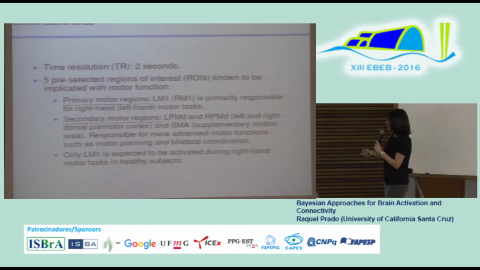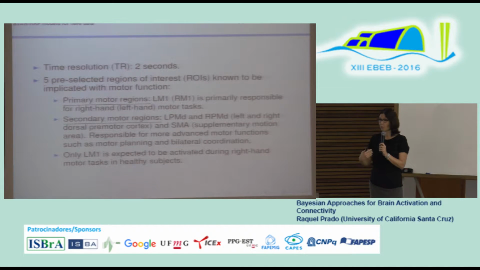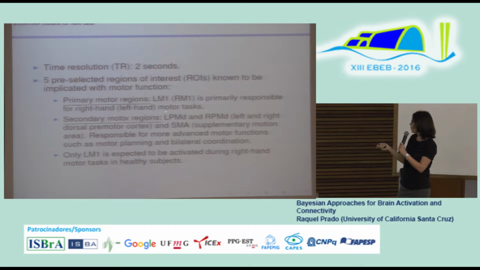The time resolution here is 2 seconds. That means you're going to have an image like this every 2 seconds. And these are the pre-selected brain regions that the neuroscientists took. So there are the so-called primary motor regions. There is one on the left and one on the right side of the brain. And these are the regions that are supposed to be the ones responsible for the movement of the right hand and the left hand. So if you're a healthy person and your brain is not affected, you should see these areas be the areas that are mostly involved in the task.